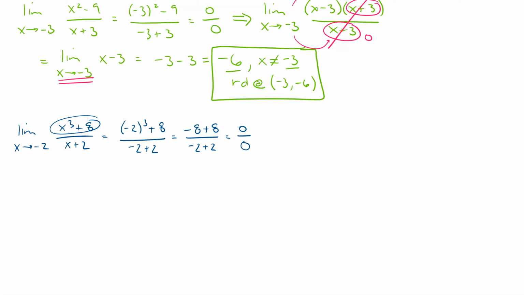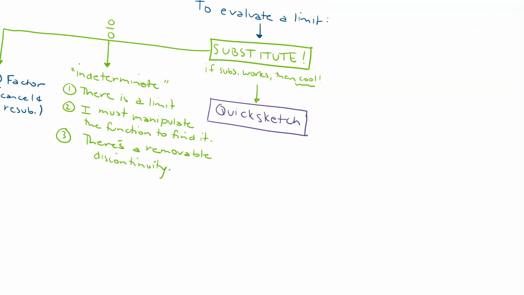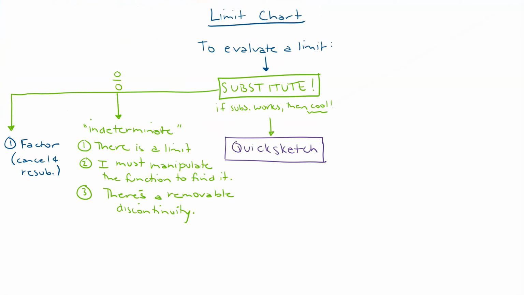Well, let's come back to our limit chart. All right, I've made a standalone limit chart. It's its own page in my notebook, and I'm going to keep it separate from the rest of my notes. Maybe it's a problem that won't factor, so we're going on to option number 2. Option number 2 is polynomial division, and then we'll cancel and resubstitute.